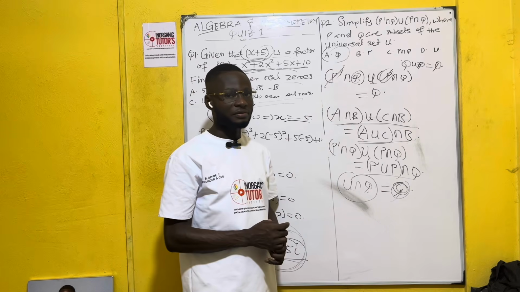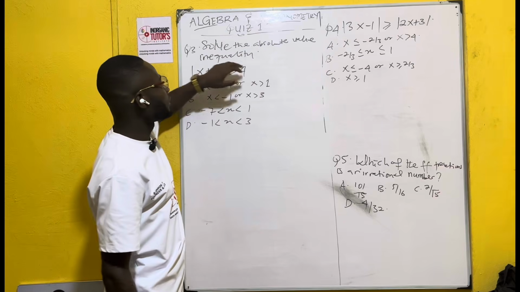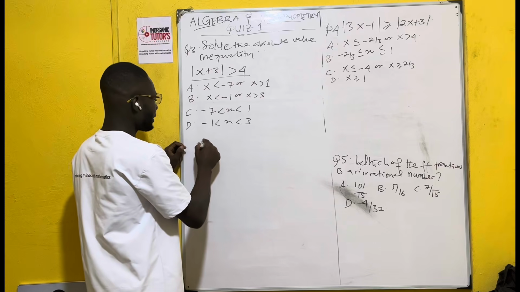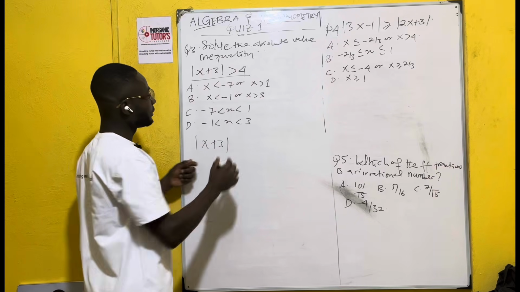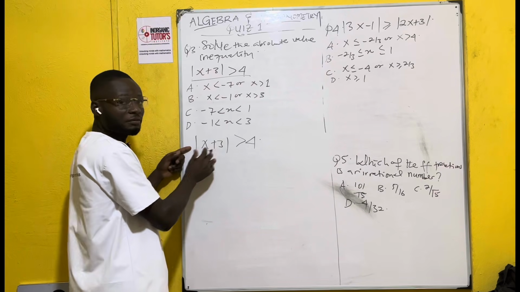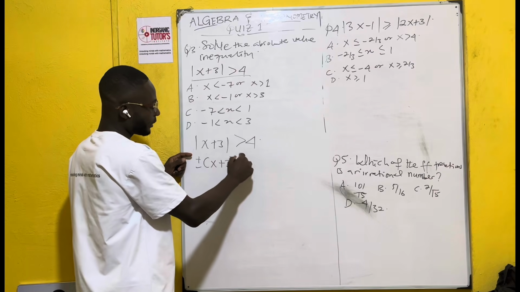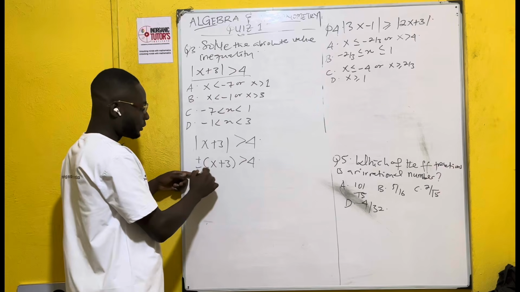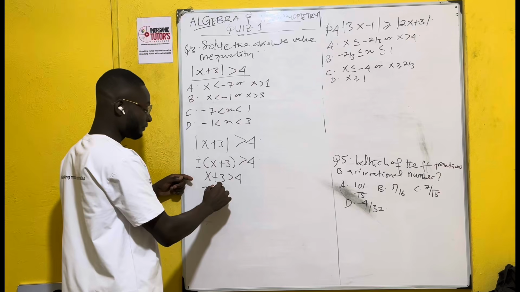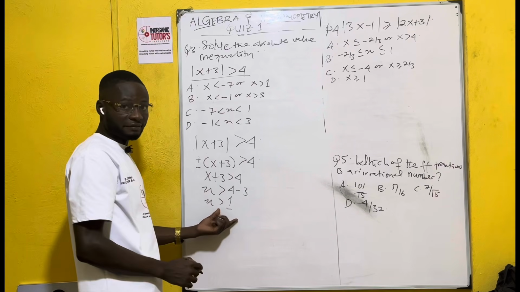Let's move on to question number 3 and 4. With question number 3, we have to solve the absolute value inequality, given as the absolute value of x plus 3 greater than 4, right? You know that absolute value contains plus and minus, so you have plus and minus of x plus 3 greater than 4. If you take the positive side, you have x plus 3 greater than 4, so x greater than 4 minus 3, so x greater than 1. That is the first part.